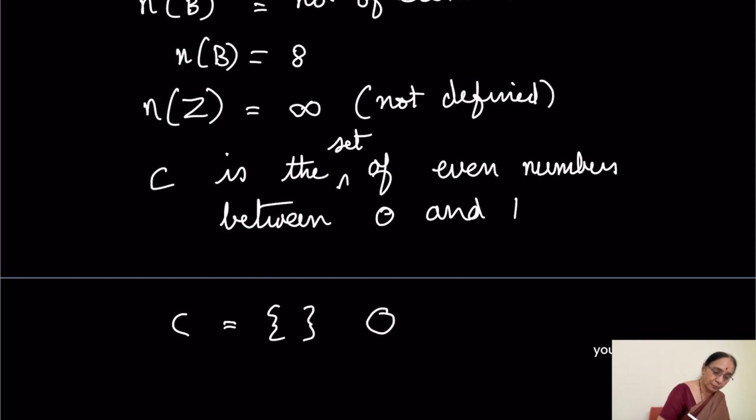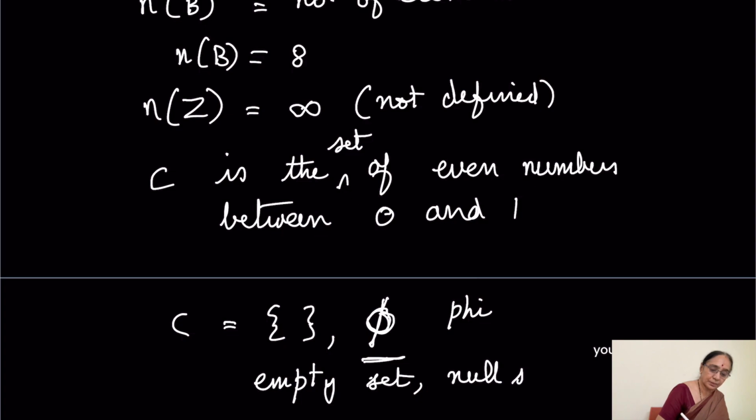Most of the time you use this Greek alphabet. This is called phi, pronounced phi. Greek alphabet phi. So either you write this without any element or use the letter phi. And mostly in textbooks, they use this phi. So it's an empty set. It's also called a null set. In this case, C is a null set and n of C is 0.